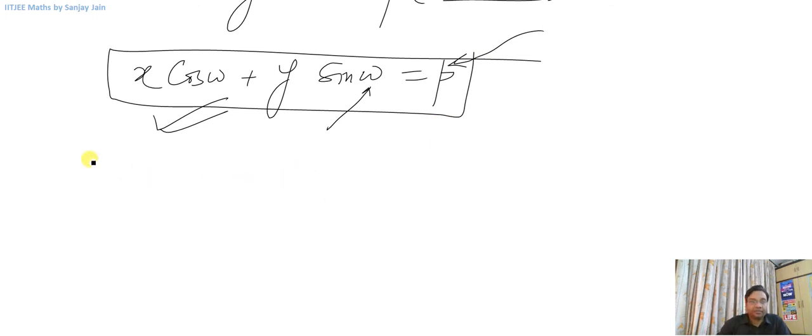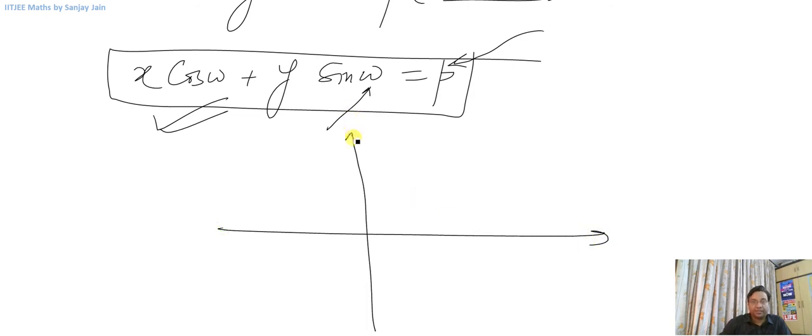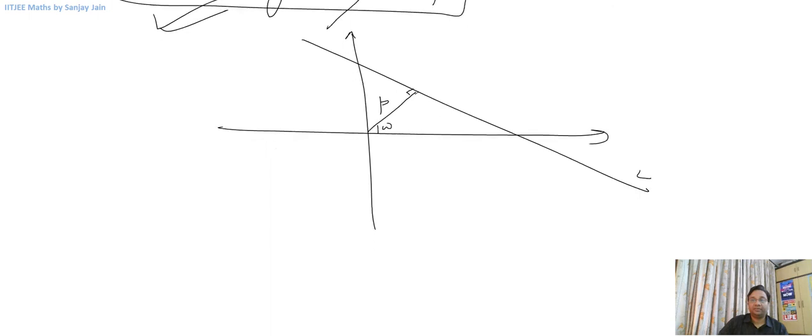Before proceeding to the questions, let me tell you something else. If I, let us say, once again draw this line L, and let this be the normal, which is p, and this is the angle omega that this normal makes with the positive direction of x-axis. I'm just looking at it in another way, like method 2, to find the equation. Now you see that this is a right angle triangle, right? Similarly, this triangle is also a right angle triangle.